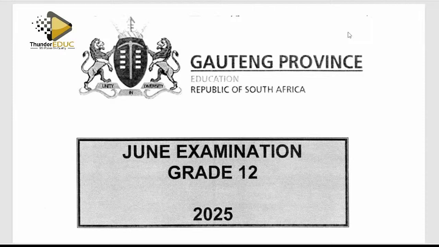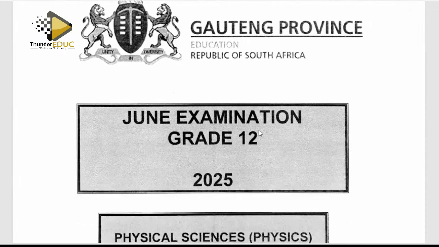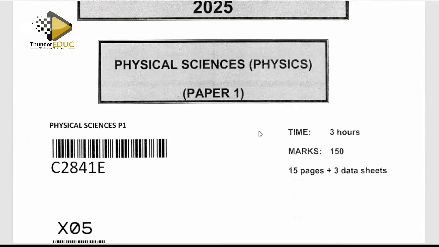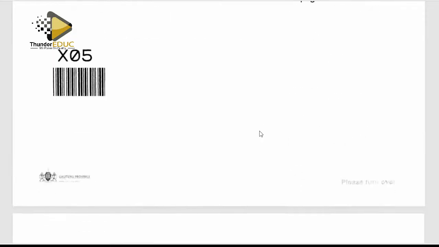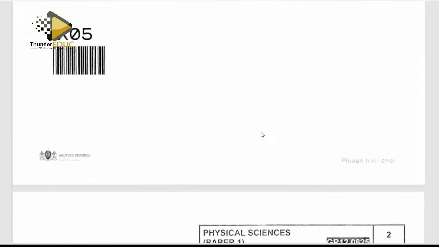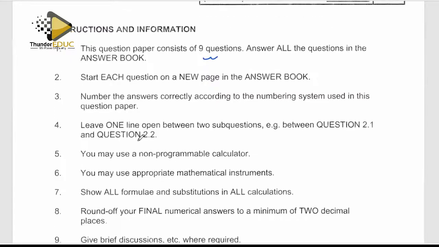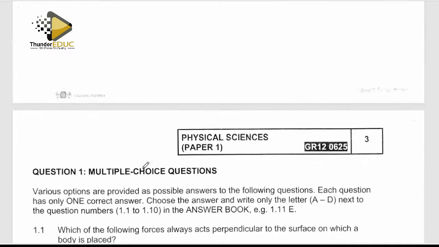Random for the June examination 2025 for grade 12 physical sciences, paper 1. So this was a 3-hour paper with marks of 150. The paper was to be done in 3 hours. So we have 15 pages and 3 data pages. We're dealing with 9 questions that we shall have to work on. So let's see how we should have fared within this paper.